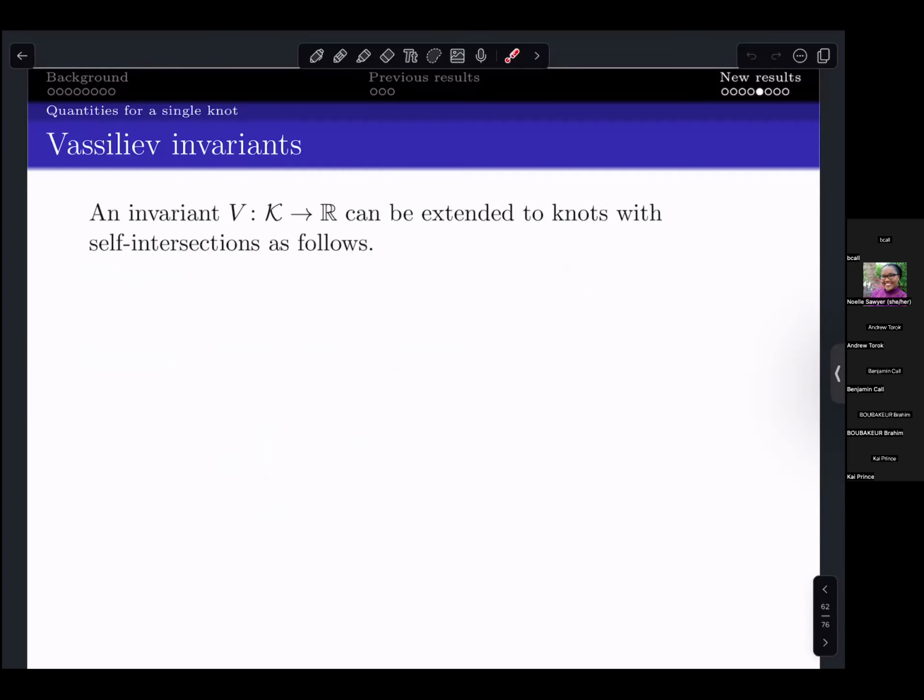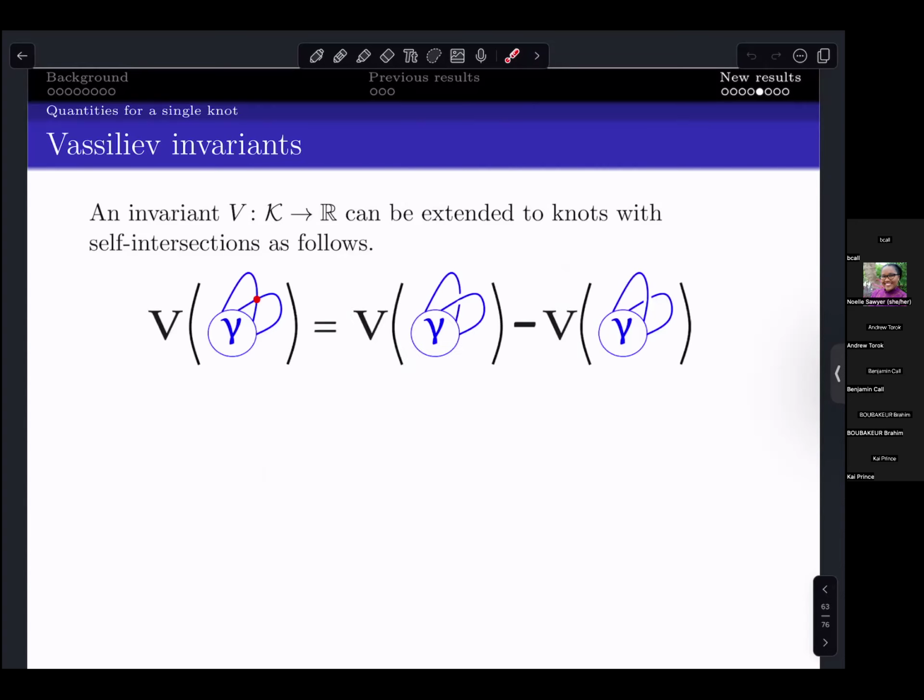The other kind of knot quantity that I want to consider is a Vasiliev invariant. I will tell you how to define one. You take a normal invariant of knots, and you decide you want to evaluate it on knots that do intersect themselves a finite number of times. So this is my attempt at drawing this thing. I've got my knot gamma doing whatever it does, and somewhere I have a self-intersection point, right? That red point. And you define your invariant on this by just taking the difference of the two resolutions of this self-intersection point. So this gives you two knots.